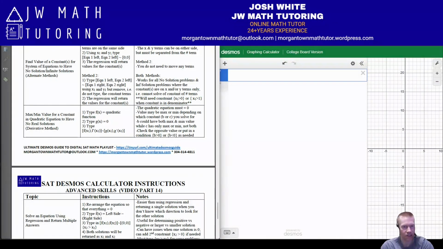Next, I want to share a little tip that was sent to me by someone that watches my channel, and it specifically relates to what I call the derivative method. Most of the time, this is a method that is usually used for finding the value of a constant in a quadratic equation to have either no real solutions or one real solution or two real solutions. And you can also use it to find the value of a constant for a quadratic function and a linear function to intersect at only one point.